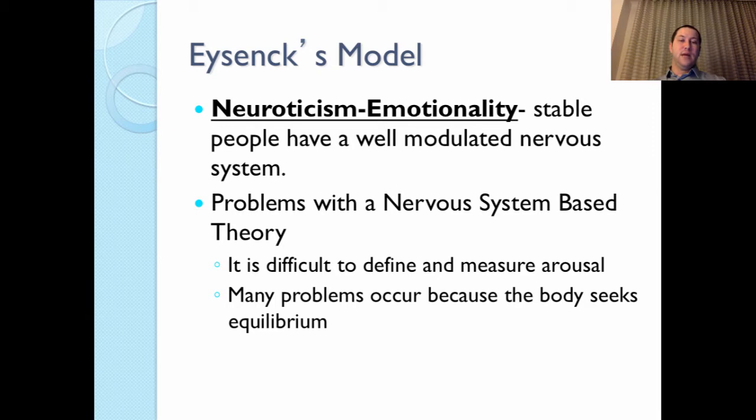Eysenck embraces that as well. Now, when we look at this three-factor model, there are problems with it. One is it's difficult to define and measure arousal. So what do we mean by levels of arousal? We arbitrarily defined it as EEG firing and activity in the reticular formation, or ARAS. But it's hard to define what we mean by ARAS. Another thing is that when we look at these theories, it's problematic because ultimately all people seek equilibrium. All people seek balance, and many problems occur because the body ultimately seeks equilibrium.